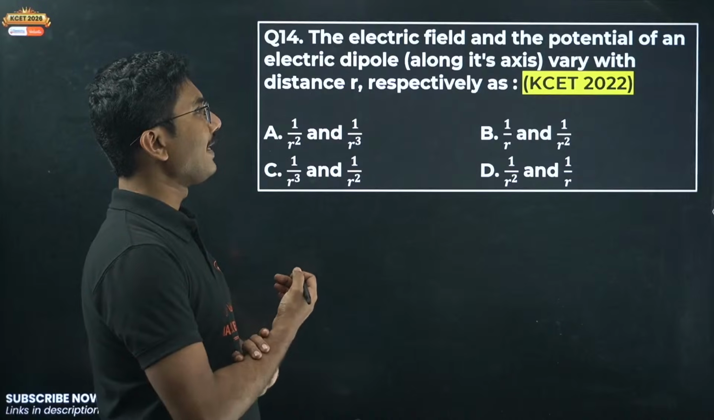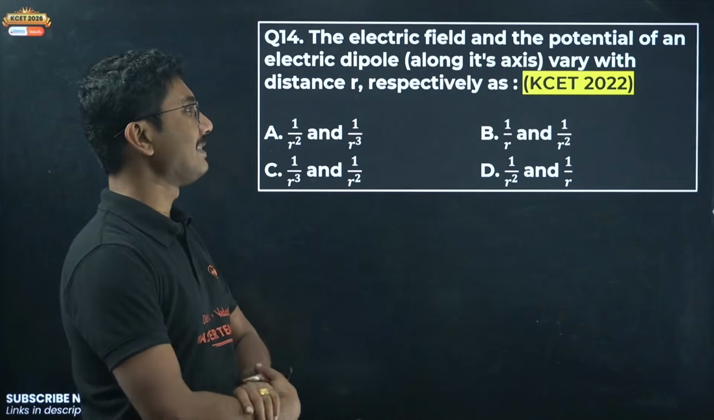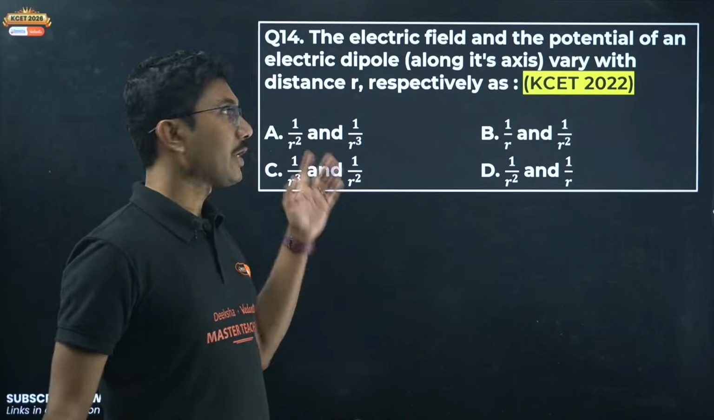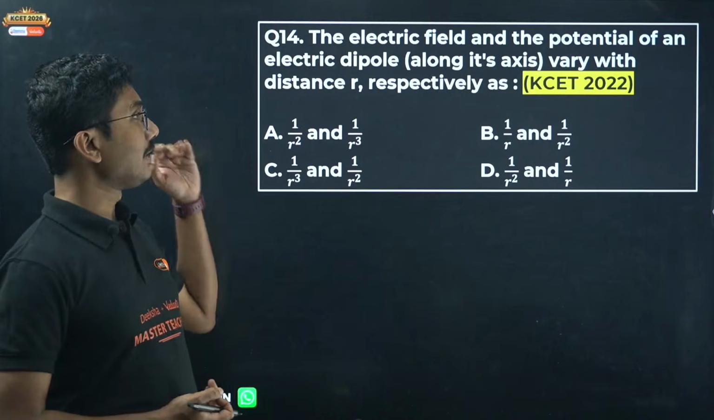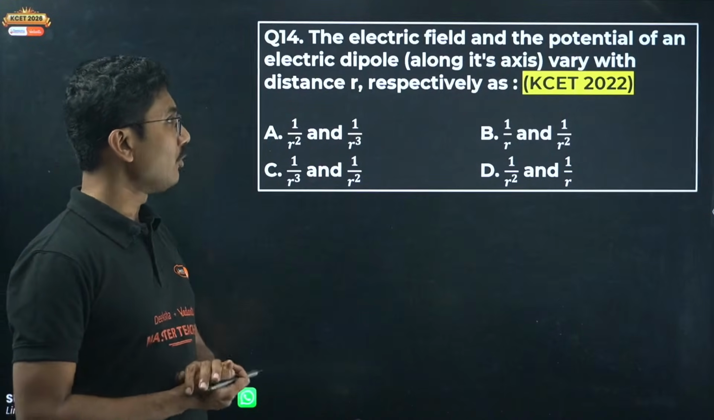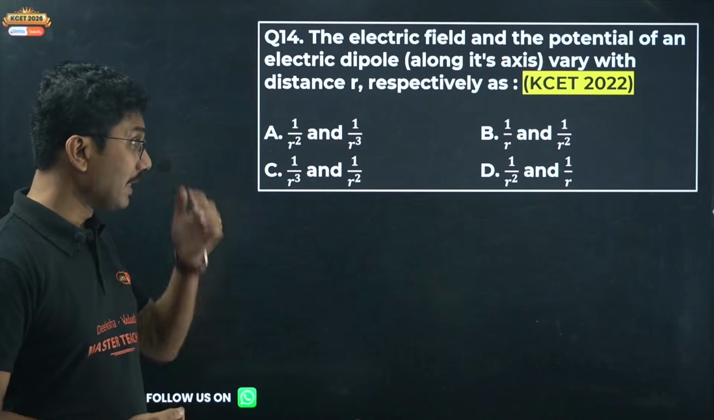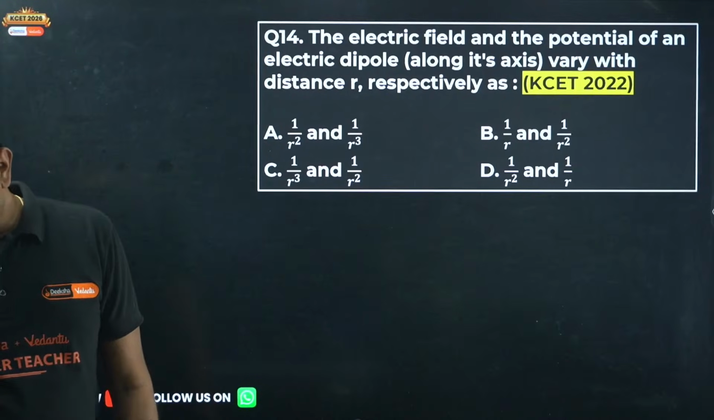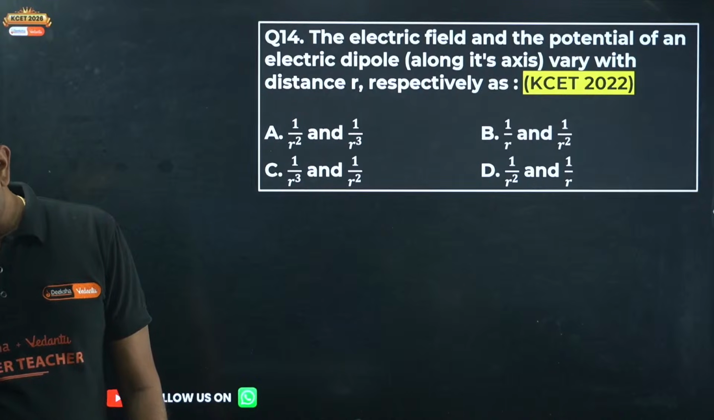The electric field and potential of an electric dipole along its axis vary with distance r respectively as. Okay, so here we are trying to find the electric field and potential of an electric dipole. It varies with r as. An easy question, we already know the answer, so I will wait and see your response. Yes, Rihan, option C was correct.